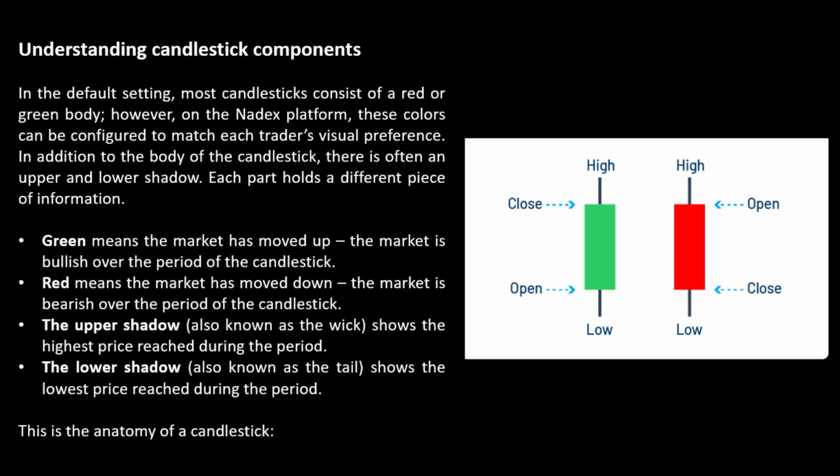Green means the market has moved up, the market is bullish over the period of the candlestick. Red means the market has moved down, the market is bearish over the period of the candlestick. The upper shadow, also known as the wick, shows the highest price reached during the period. The lower shadow, also known as the tail, shows the lowest price reached during the period. This is the anatomy of a candlestick.